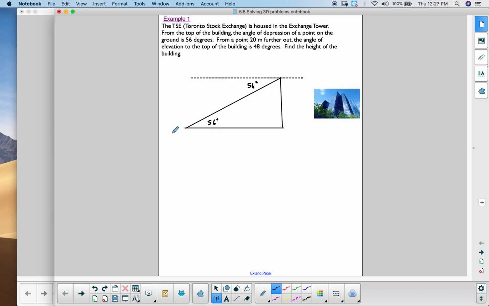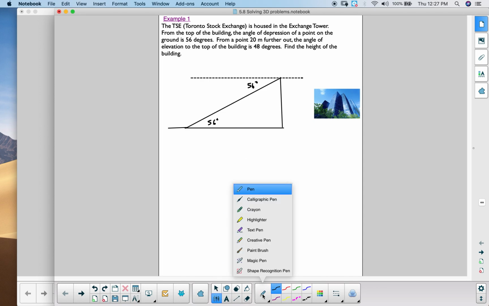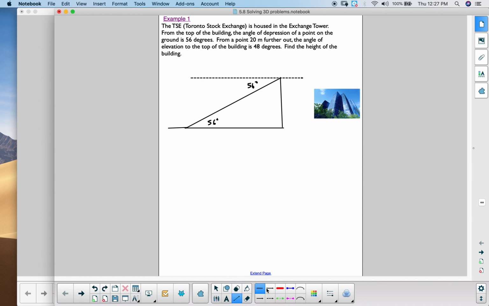And then the angle of elevation from another point further out. So further out, let's say it's over here. And the elevation from that point to the top of the building is 48 degrees. This angle here is 48 degrees. Okay, so this is a straight line, though it doesn't look like it, but it is all in one line. So you have now here a right angle triangle.